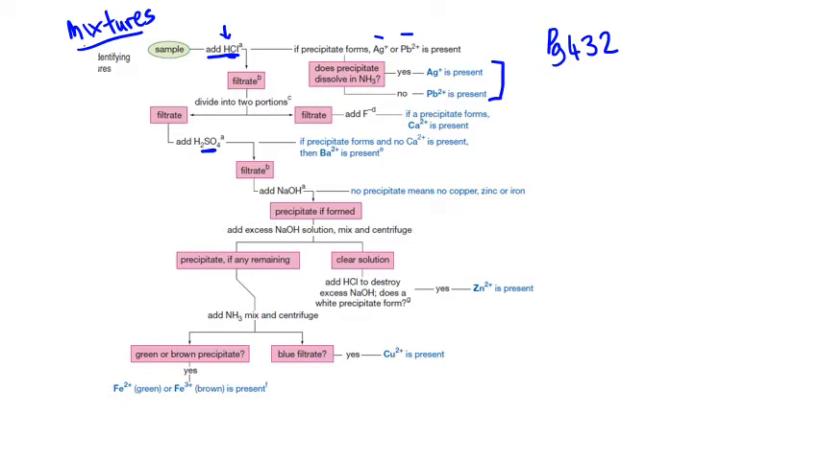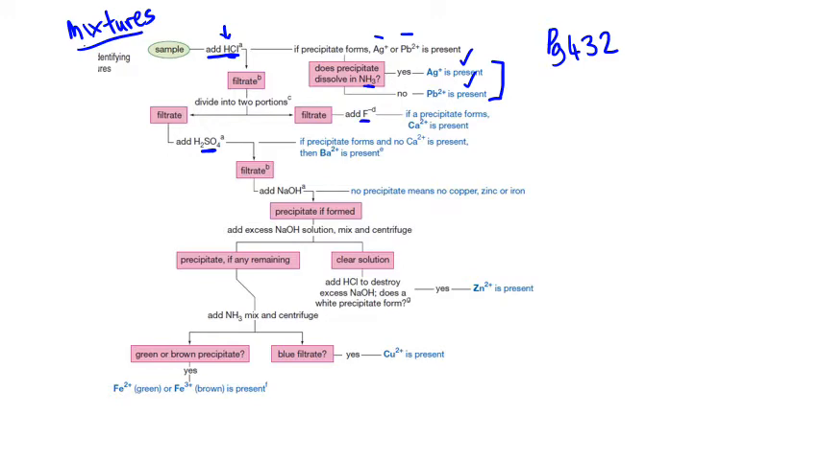So we start with the chloride ion. If it gives a precipitate, could be silver, could be lead. Could be both, so then we use some ammonia. Does the precipitate dissolve? Yes, then it's silver. If it doesn't, it's lead. We filtrate what's left over, so we get rid of that precipitate. We use only the filtrate, so the clear solution.